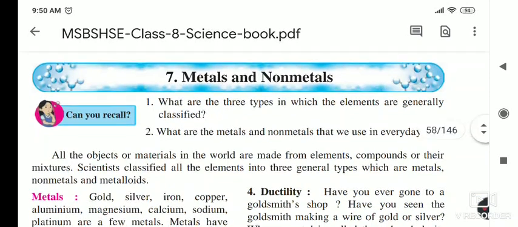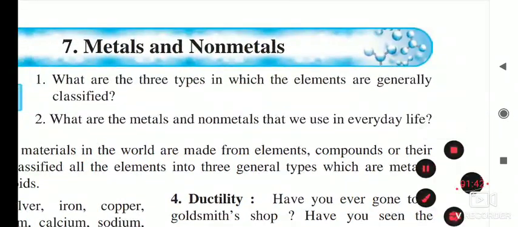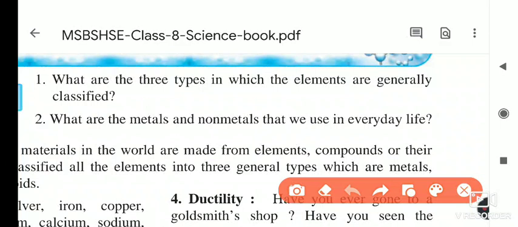Okay, now what are the metals and non-metals that we use in everyday life? So first of all, which metals are we using in our daily life? First, gold articles that your mother is wearing. Then our water utensils are made up of copper. Then in our home, the pan for making bhakri is made up of iron.